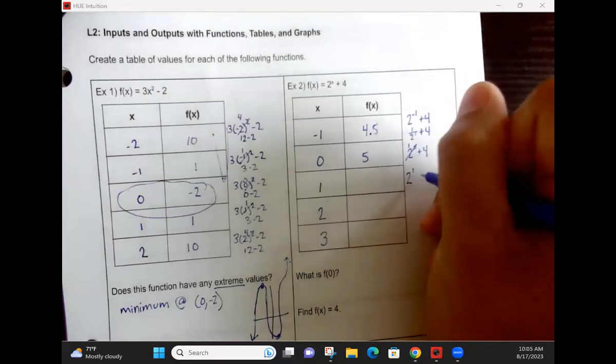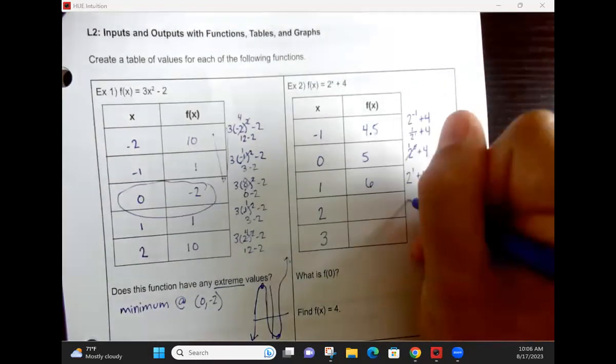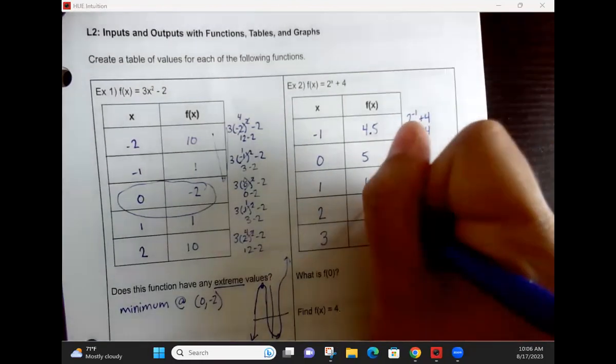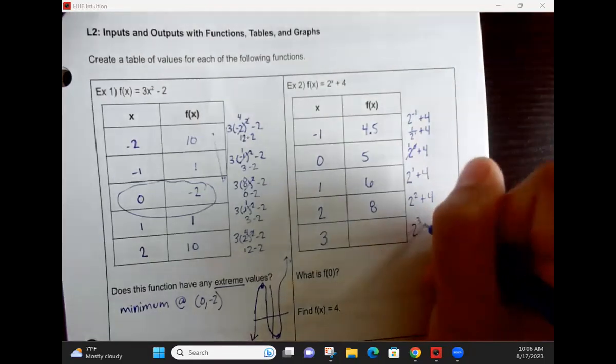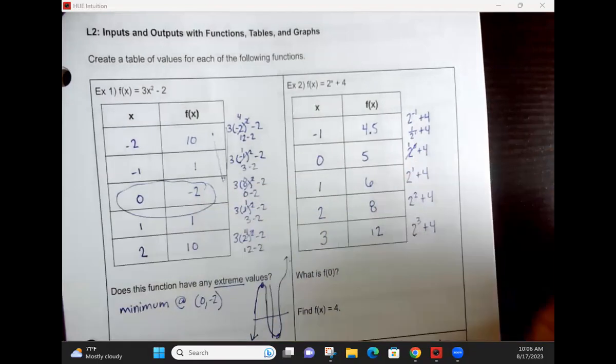And then 2 to the 1st plus 4 would be 6. 2 squared plus 4. 4 plus 4 is 8. Then 2 cubed plus 4. 2 cubed is 8, plus 4 is 12. And I could keep going.